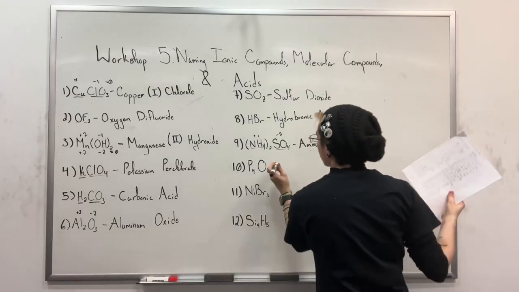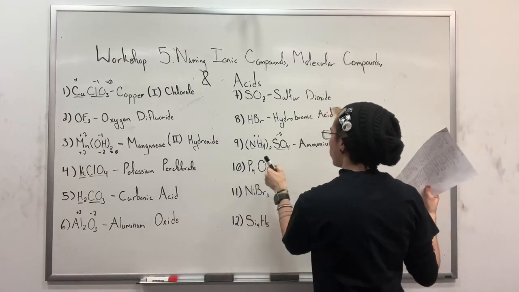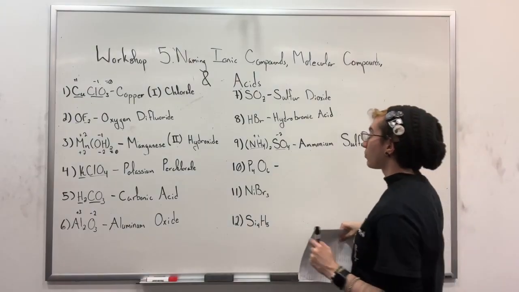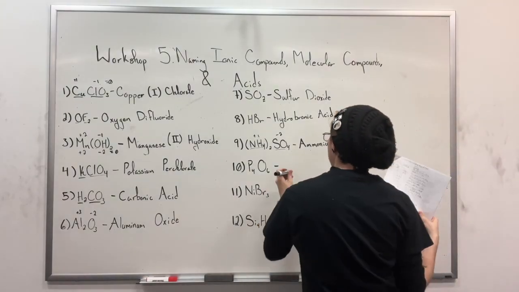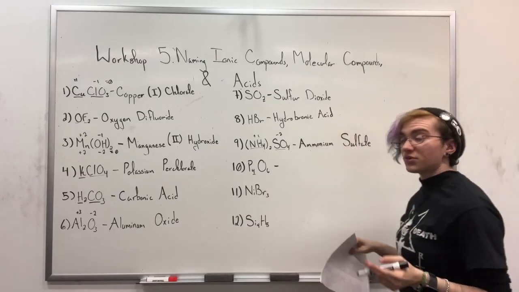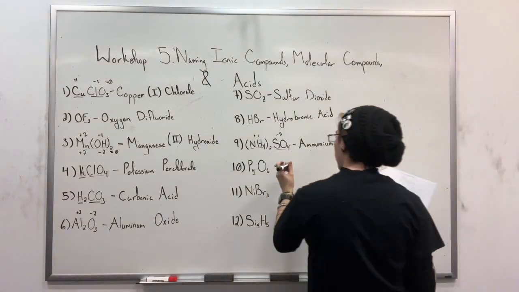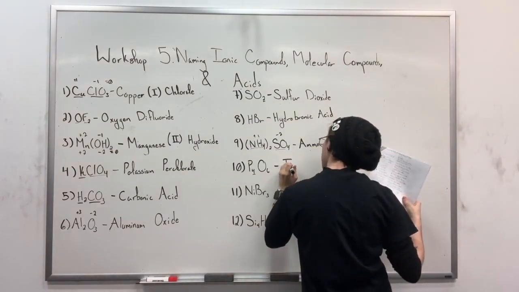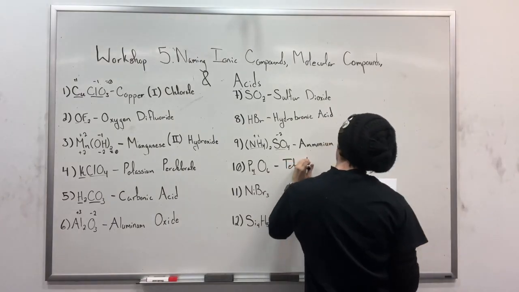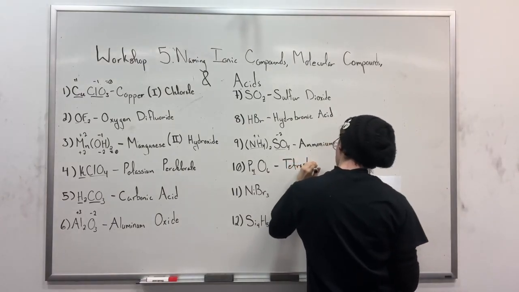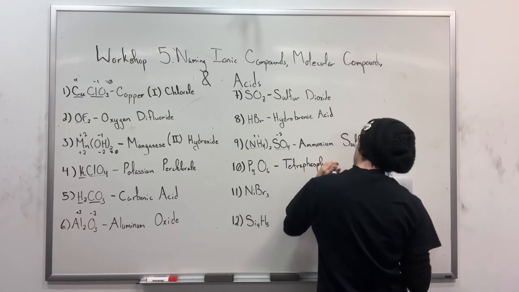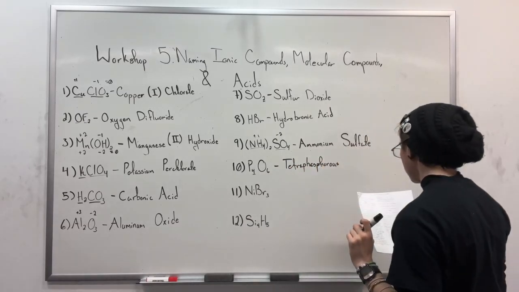Number 10, P4O6. We have a nonmetal and a nonmetal, so we have to know our prefixes. P is going to be phosphorus. It has a subscript, so we do have to put a prefix on our first element. 4 has the prefix of tetra, so tetraphosphorus. Still not changing the ending because it's our first element. We don't change the suffix of our first element.